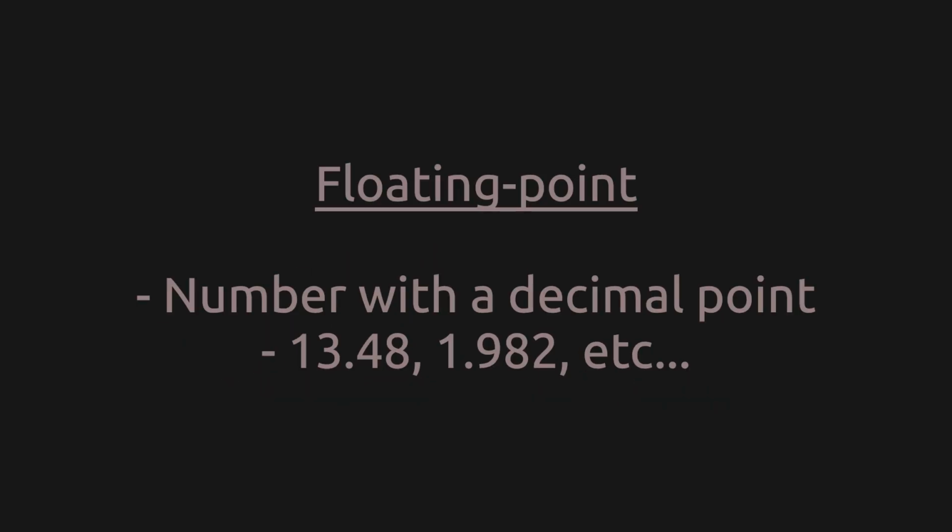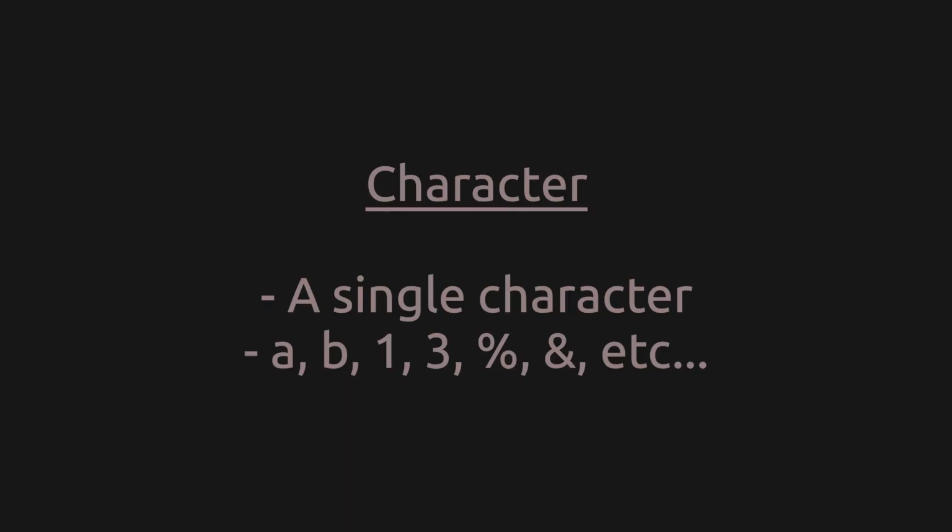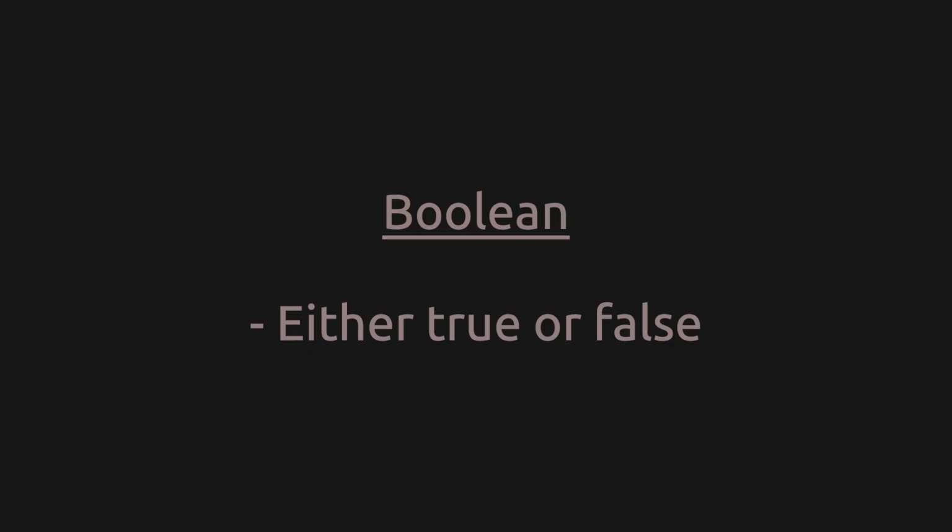There are floating point data types, which is essentially just a number with a decimal point. You can think something like 13.48 or 1.982. A character is just a single character. It can be anything. It could be A, B, C, 1, 2, 3, at symbol, a hash, dollar sign, but just a single character. A Boolean is a data type that holds either the value of true or false.